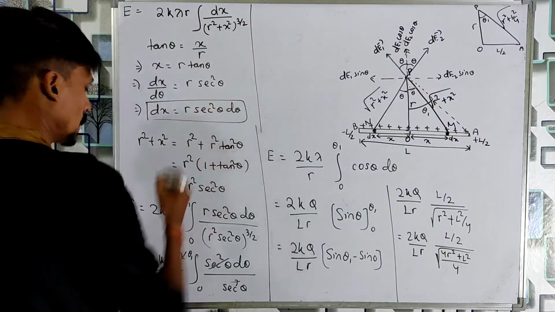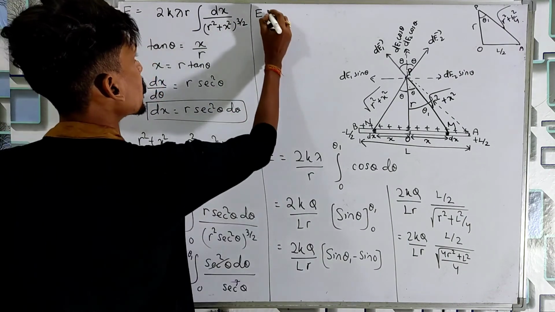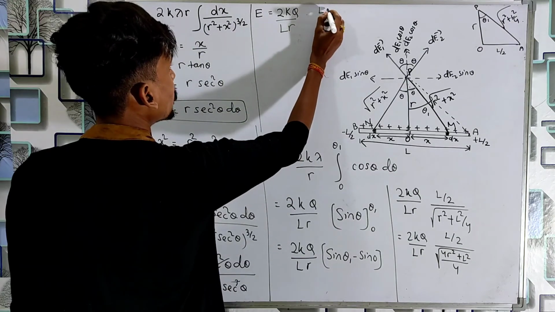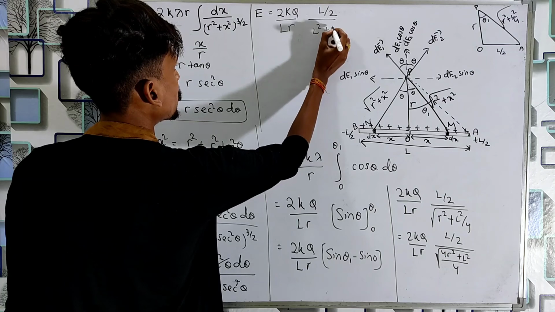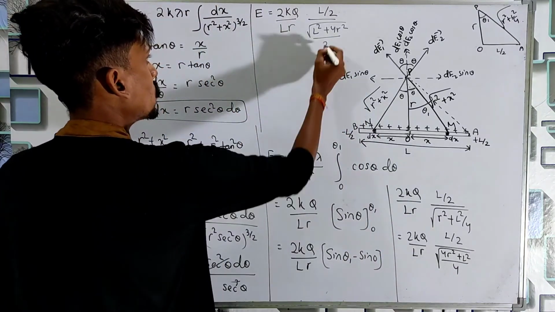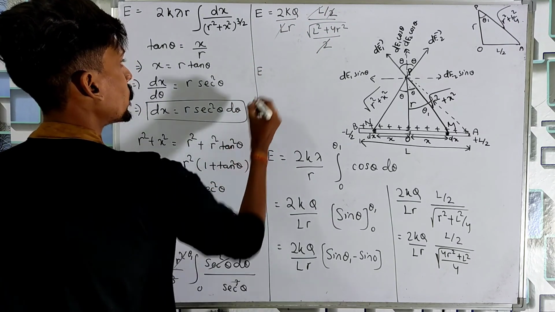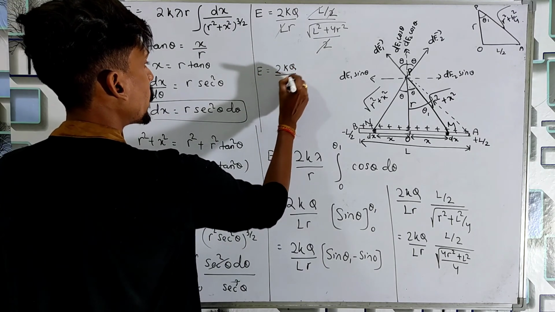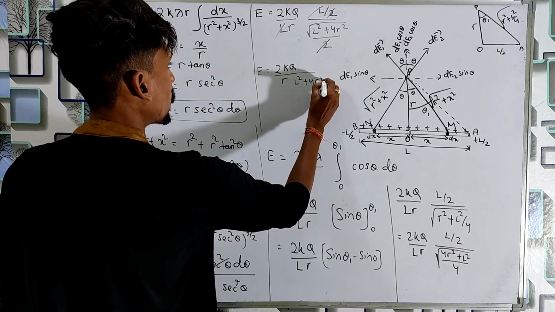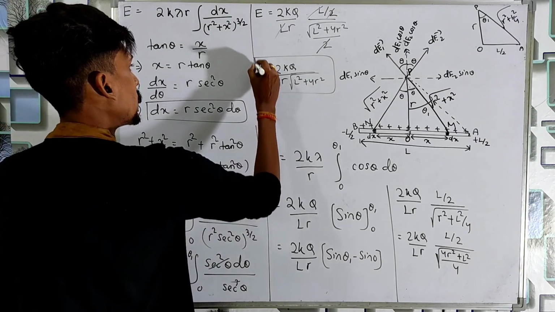So finally you will get the expression for the electric field as E equal to 2kq by Lr into L by 2 divided by square root of L square plus 4r square, divided by, square root of 4 will be 2. So 2 and this 2 will cancel, L and L will cancel. So the final expression for electric field will be how much? 2kq divided by R into square root of L square plus 4r square. So this is the final expression for the electric field at the equatorial point.